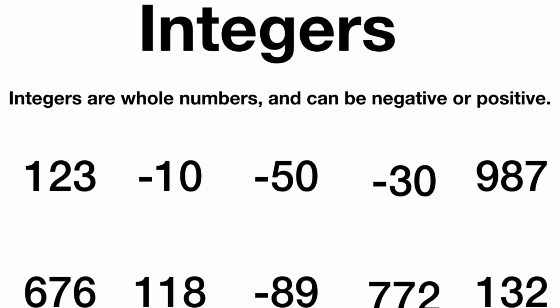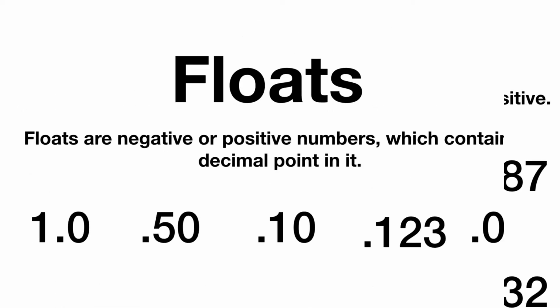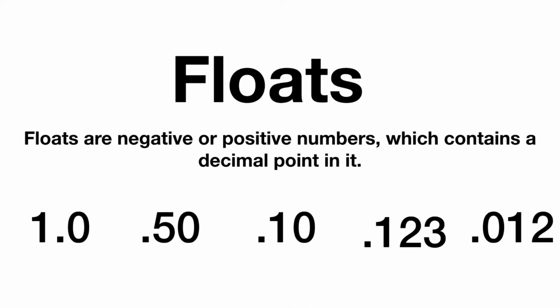So we start off with integers. Integers are whole numbers which can be either negative or positive, like 1, 2, 3, minus 10, minus 50, minus 30. As you can see over here, many numbers that we normally use for day-to-day tasks can be categorized into this integer class.